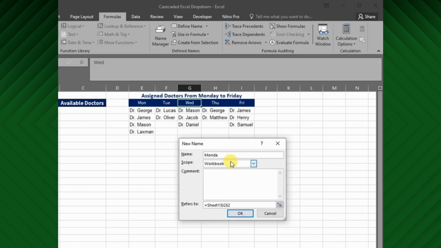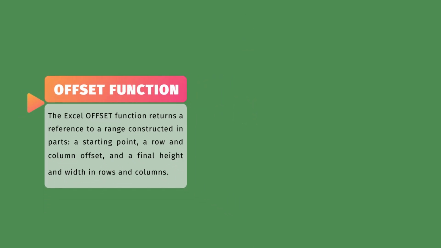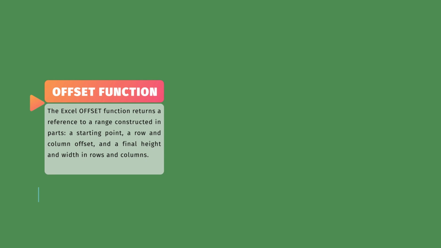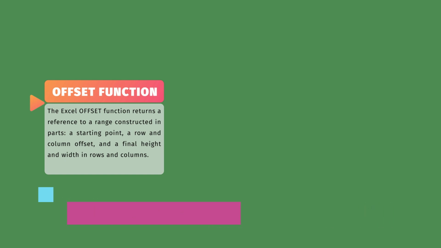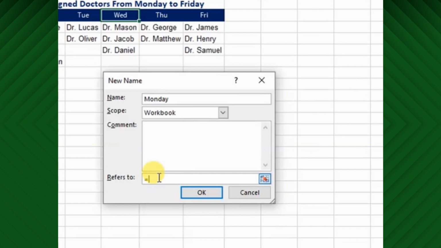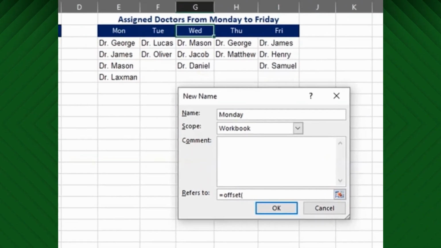In order to create dynamic ranges, I will use the OFFSET formula for this. The Excel OFFSET function returns a reference to a range constructed from parts: a starting point, a row and column offset, and a final height and width in rows and columns. Hence, equal OFFSET, open bracket. First I need the starting point.